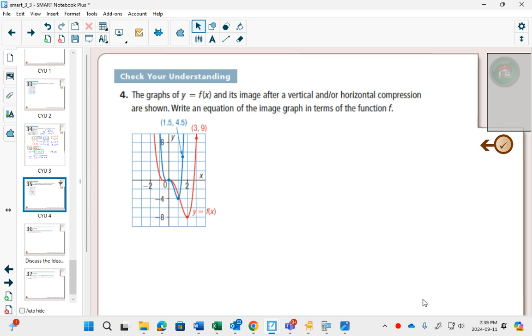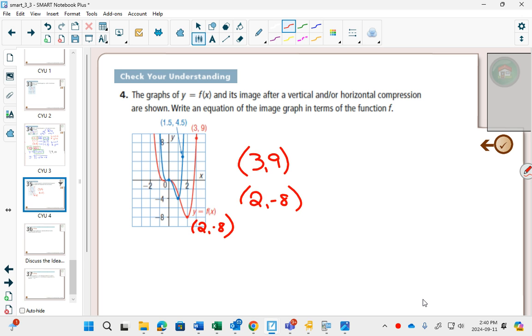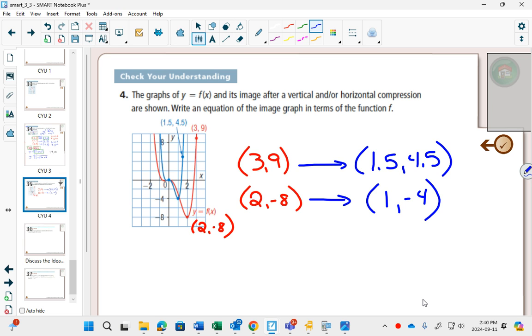we looked at the equation, found out what we needed to do, we took some points, did what we needed to do, and found some new points. In this one, we know some original points, like we have 3, 9, and here we have 2, -8. So those are 2 points on the original graph. We don't know what happened to them, but we know where they ended up. So for example, 3, 9 ends up at 1.5, 4.5. And 2, -8 ends up right here at 1, -4.